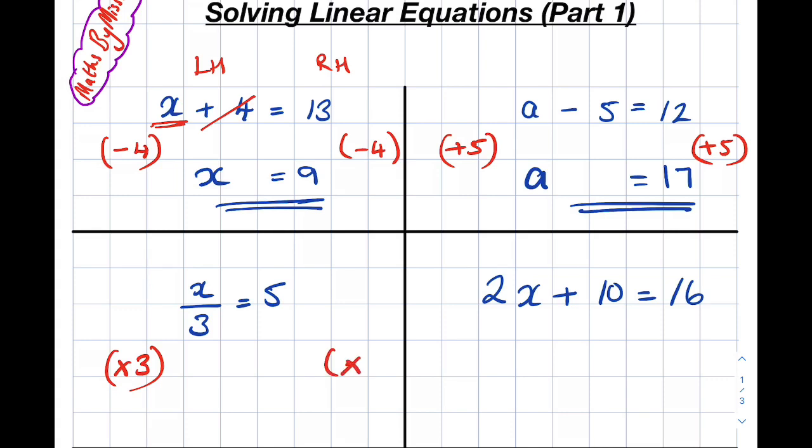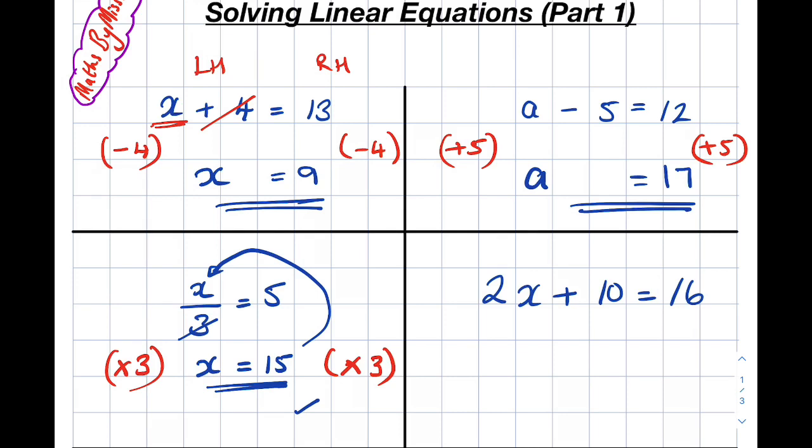So we need to multiply the right hand side of this equation by 3 as well. Once we multiply the left hand side, this 3 at the bottom will disappear, leaves you with the x. Multiply the 5 by the 3, you get 15. So if you check your answer, you can put the 15 back in here. 15 divided by 3 gives 5, so this must be the correct answer.